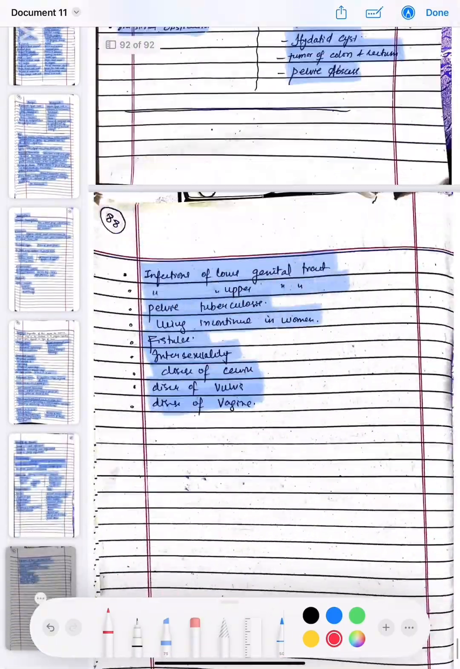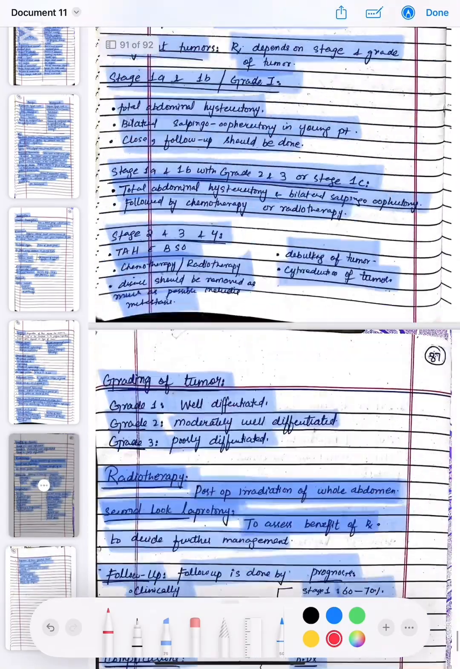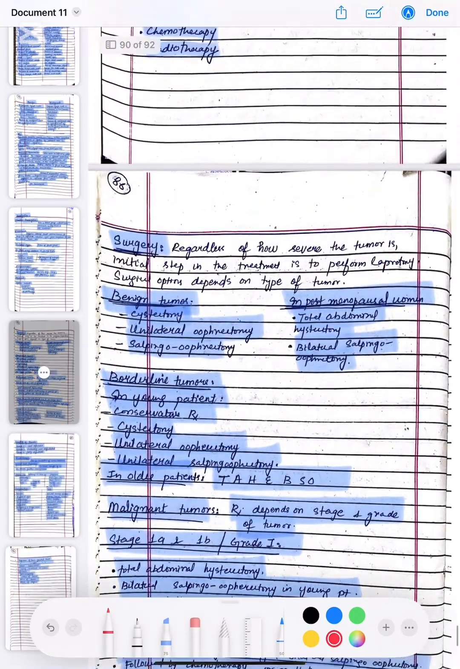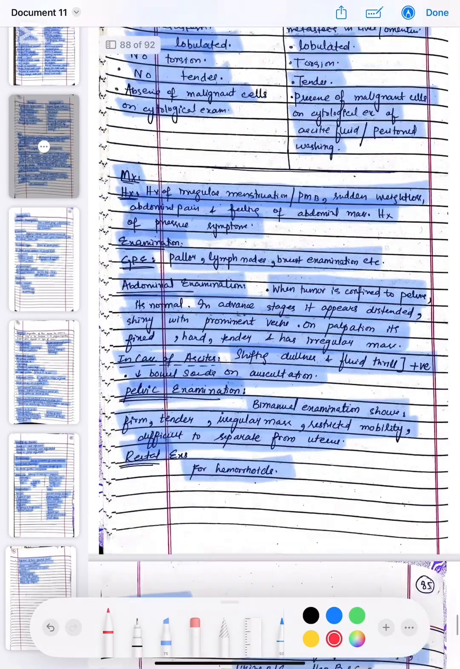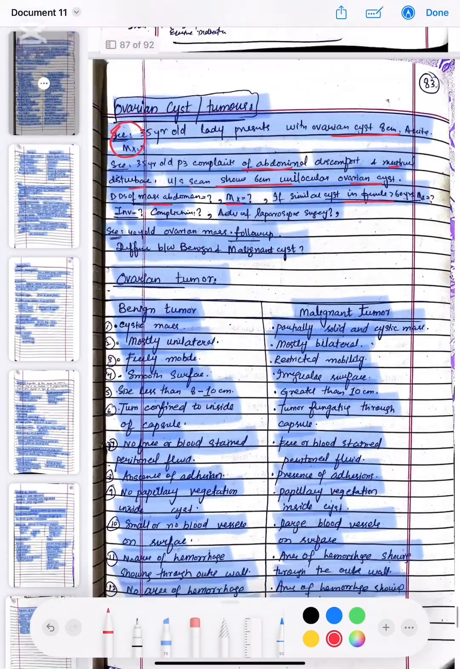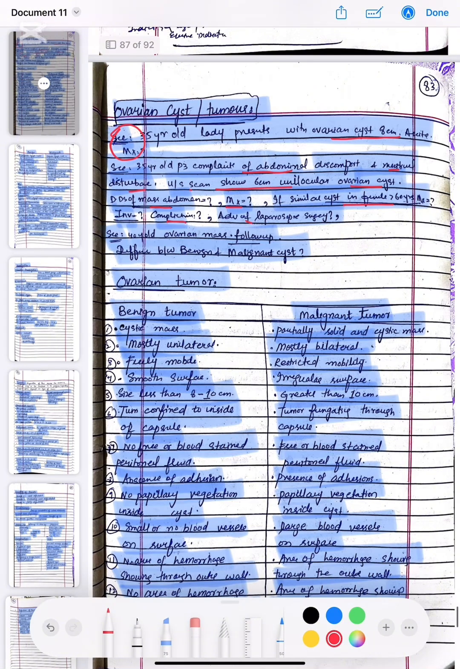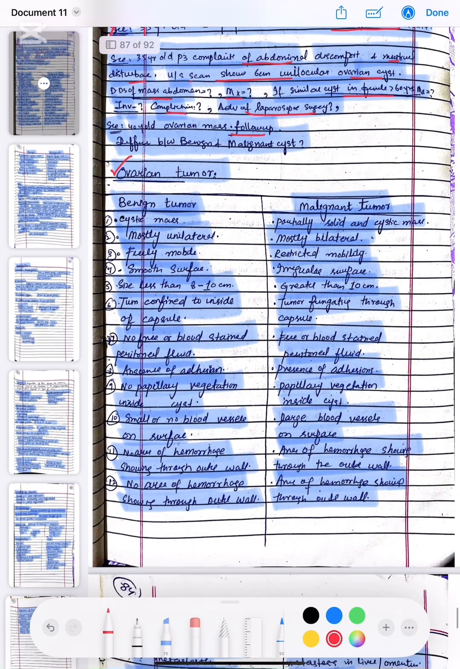These are the stages, the gradings, and the surgery, treatment, investigations, management. So what are the complications and advantages of laparoscopic surgery and how you will do the follow-up. We have discussed the difference between ovarian tumors, benign tumors and malignant tumors. Then we have discussed the management options.